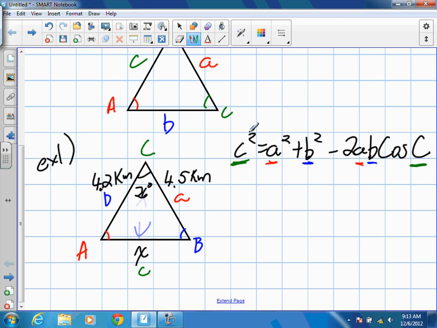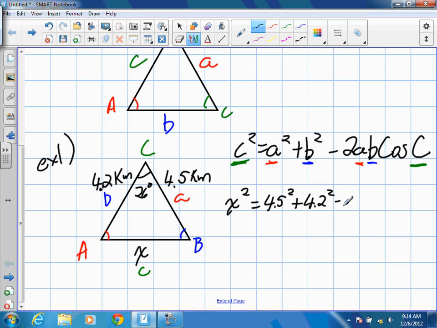From here we're going to plug in all of our information. So side C is what in this case? Unknown, we call it x, right? So x squared is equal to, what's side A? 4.5. So 4.5 squared plus, what's side B? 4.2 squared, minus 2 times 4.5 times 4.2. And then this is technically times cos, what's angle C? 26. Okay, so there's all of our information.